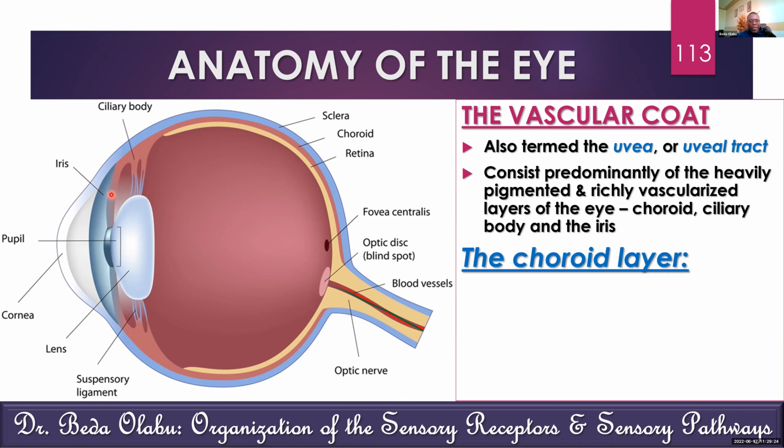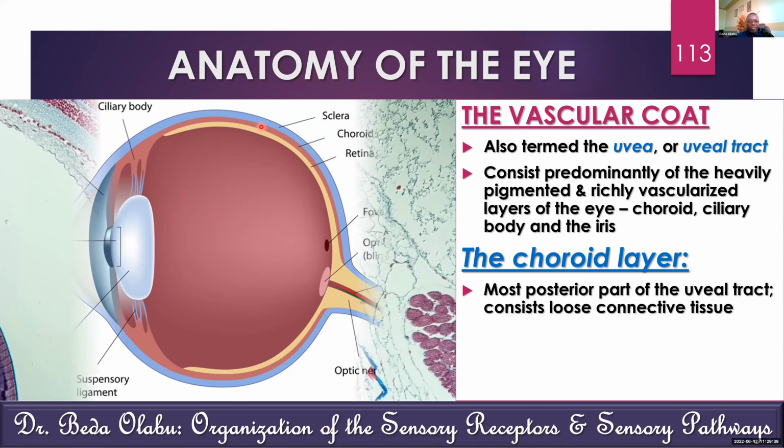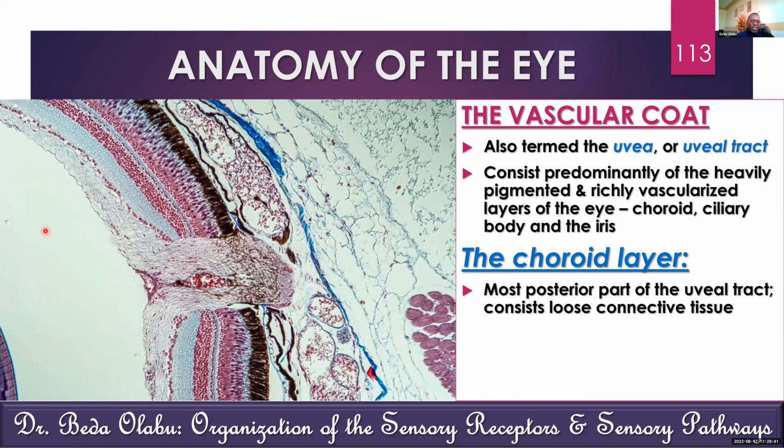Let's start with the choroid layer. So this choroid layer, as we've said, is heavily pigmented, is the most posterior part of the uveal tract, made up of loose connective tissue and several vascular channels within it. This image here captured for us the anatomy of the choroid. This is the choroid layer, this one here. So you see some large vascular channels because it's heavily vascularized, but you also see heavy pigmentation there. And that one, that's the choroid layer. This is the retina, and that's the sclera. This is optic nerve entering the retina.